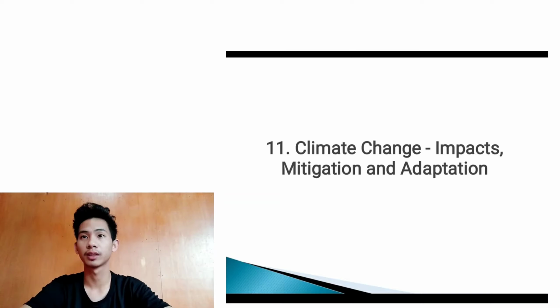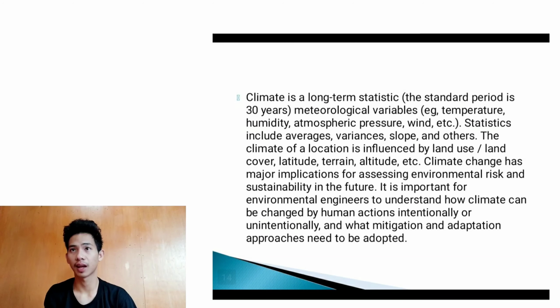The next material is climate change, impacts, mitigation, and adaptation. Climate is a long-term statistic. The standard period is 30 years. Meteorological variables include temperature, humidity, atmospheric pressure, wind, etc. Statistics include averages, variances, slope, and others. The climate of a location is influenced by land use, land cover, latitude, terrain, altitude, etc. Climate change has major implications for assessing environmental risk and sustainability in the future. It is important for environmental engineers to understand how climate can be changed by human actions, intentionally or unintentionally, and what mitigation and adaptation approaches need to be adopted.